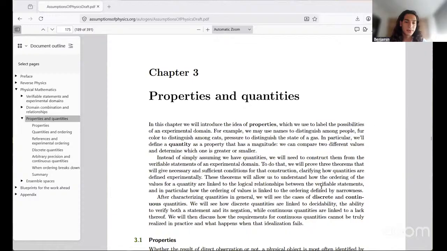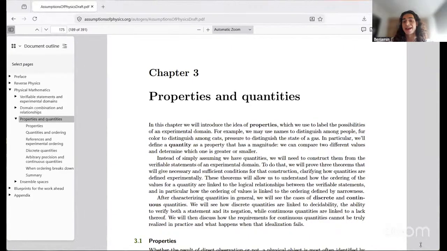Chapter 3, Properties and Quantities. In this chapter, we will introduce the idea of properties, which we use to label the possibilities of an experimental domain. For example, we may use names to distinguish among people, fur color to distinguish among cats, pressure to distinguish the state of a gas. In particular, we'll define a quantity as a property that has a magnitude. We can compare two different values and determine which one is greater or smaller.